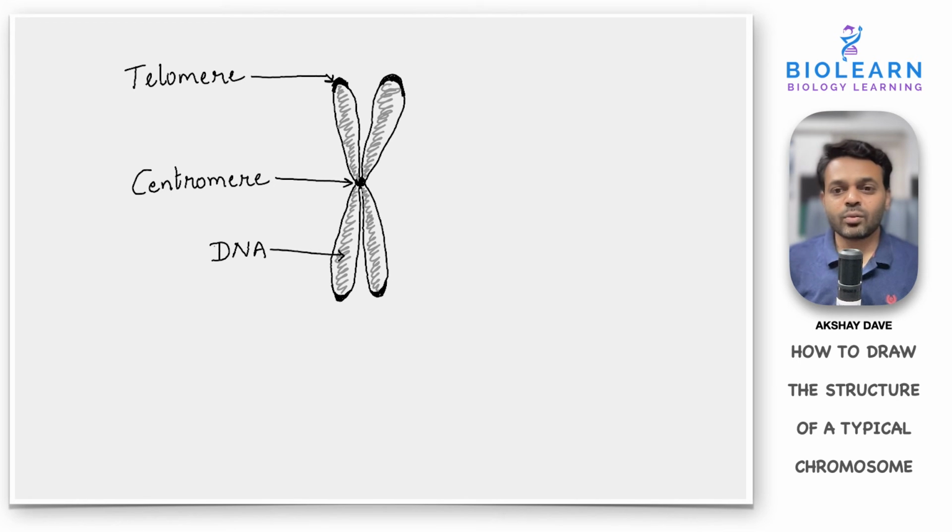In a typical chromosome, the part of chromatid which is generally shorter is referred to as the P arm, while the arm that is a bit longer is referred to as the Q arm.